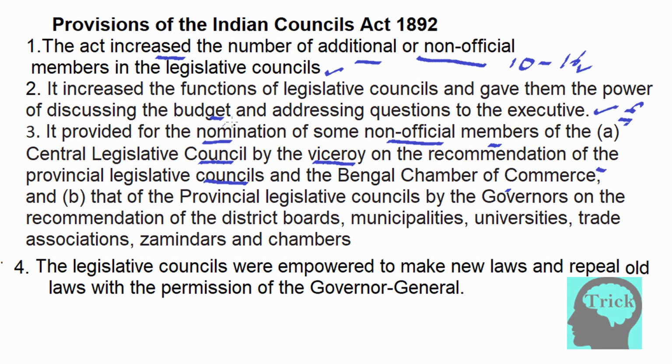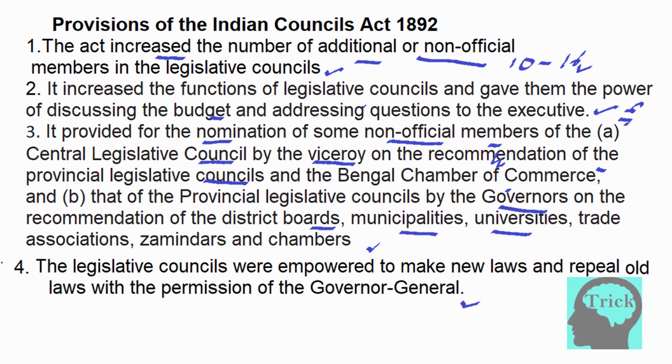In the Provincial Legislative Councils, the additional members were to be nominated by the governors on the recommendations of the district boards, municipalities, universities, trade associations, zamindars and chambers. So, a kind of indirect elections and representative element was introduced through the Council Act of 1892. The legislative councils were empowered to make new laws and repeal old laws with the permission of the Governor General. So these were the important provisions of the Indian Council Act of 1892.